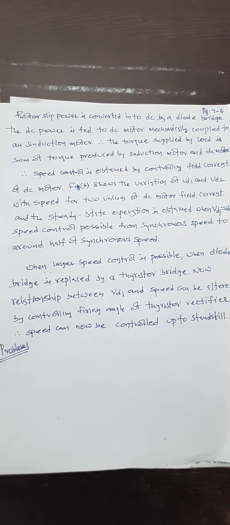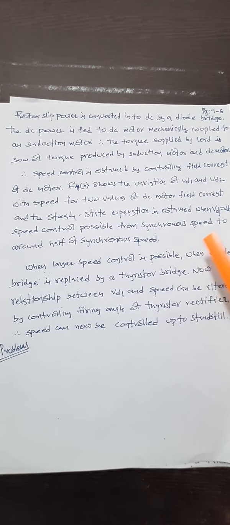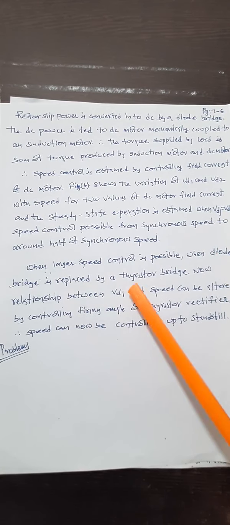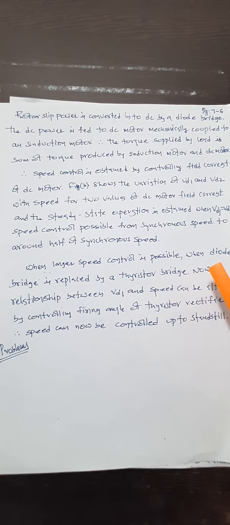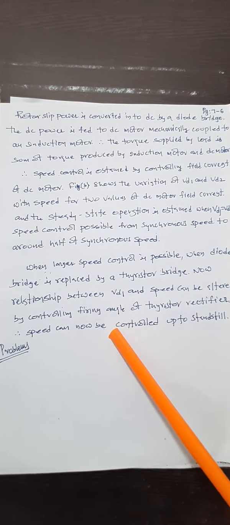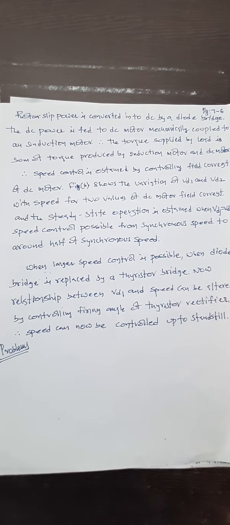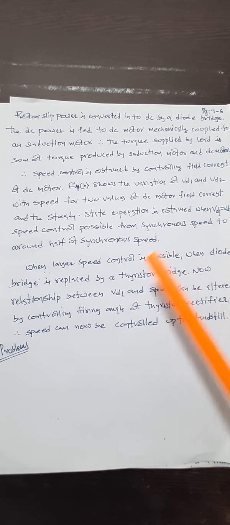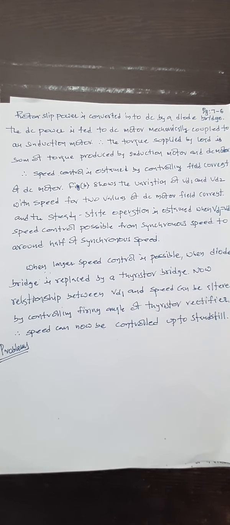When larger speed control is required, it is possible when the diode bridge is replaced by a thyristor bridge. Now the relationship between ED1 and speed can be altered by controlling the firing angle of the thyristor rectifier. So therefore, speed control from standstill, from zero speed to above rated speeds, is obtained with the help of this scheme.